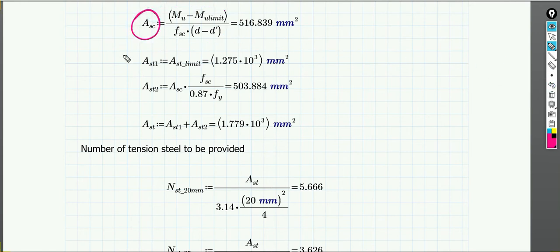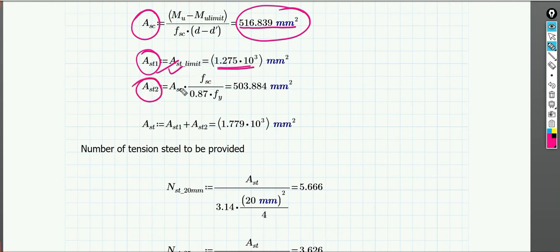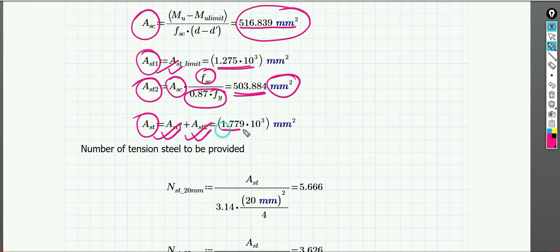Like that, you have to find out the ASC, which comes out to 839 mm square. This much steel in the compression zone you have to provide. Then you have to find out the total area of steel that you are going to provide at the bottom. That is AST1, which we have already calculated, that is actually AST limit, which is this much. And AST2 you have to calculate as ASC into FSC divided by 0.87 Fy, which comes out to be 503.884 mm square. The total AST becomes AST1 plus AST2, which is 1.779 into 10 to the power 3 mm square.